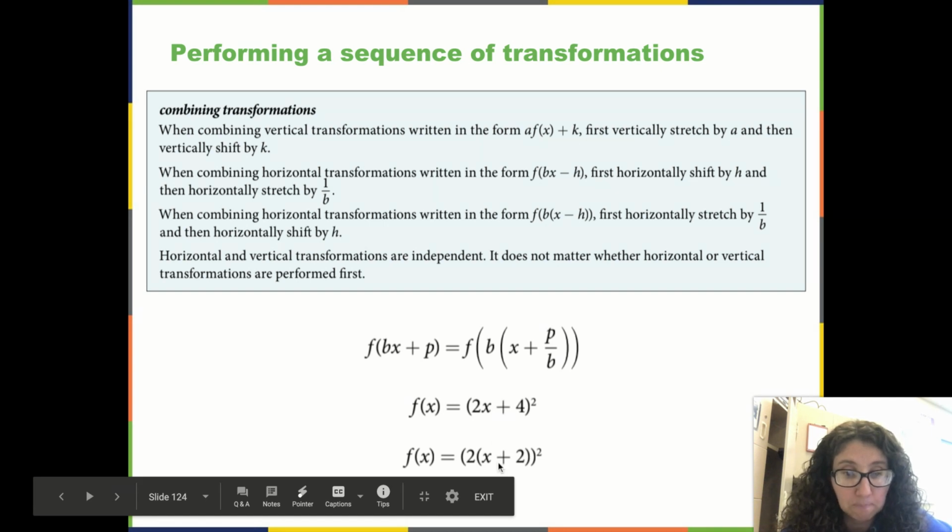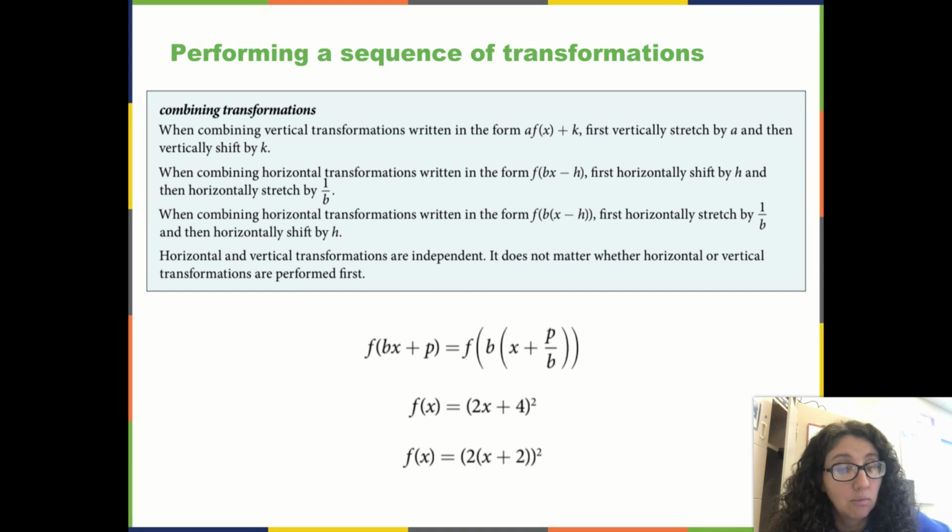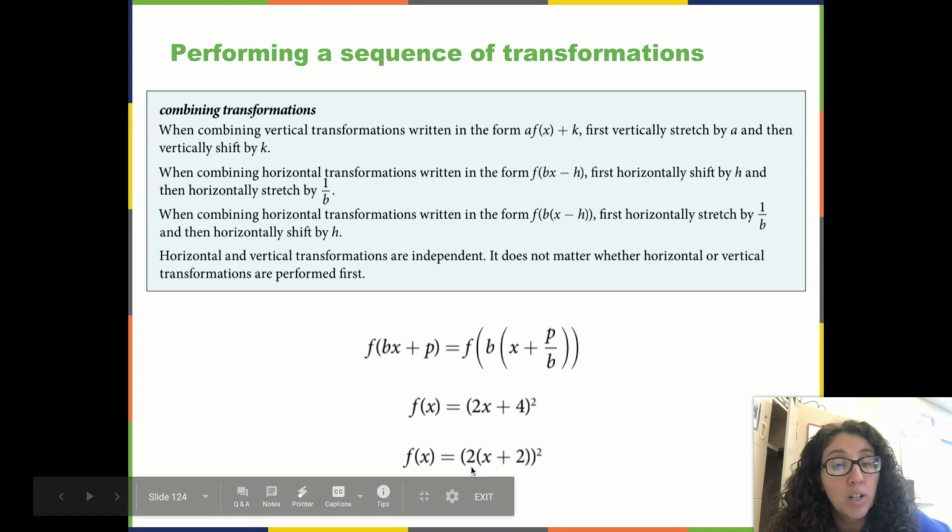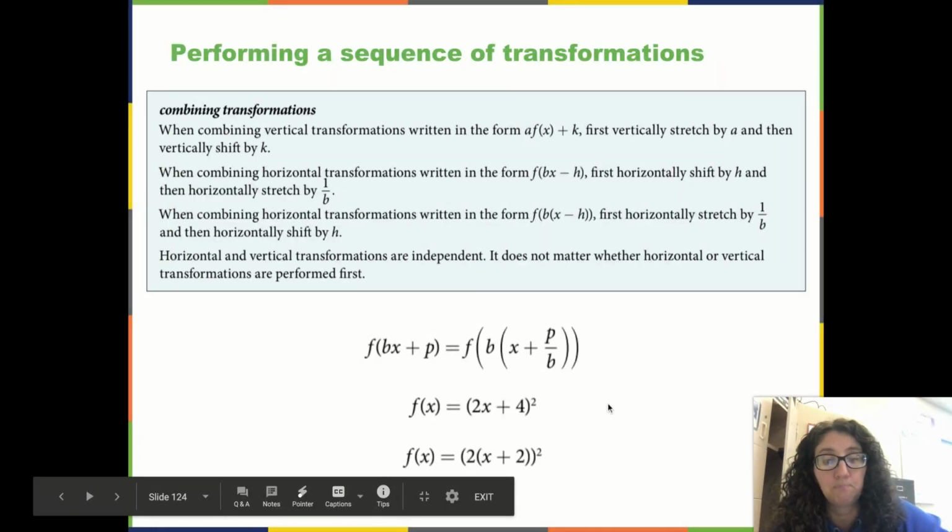It's equivalent. But now I can see I'm going to have a horizontal compression by a factor of 2 and a horizontal shift by negative 2. I'm going to go to the left by 2 units. Okay. Up here, I might have incorrectly thought I was going to shift to the left by 4. Not so. I'm going to shift to the left by 2 and have a horizontal compression by 2. Okay. And remember, we're going to compress and then shift. We'll do this one first and then that one.